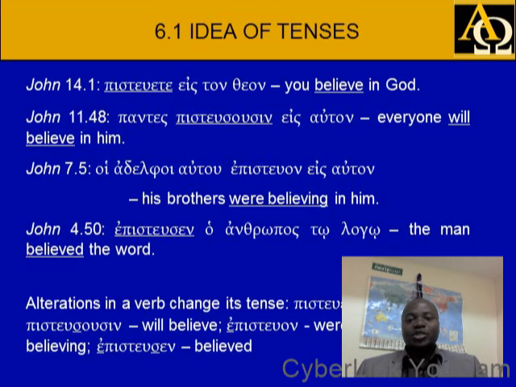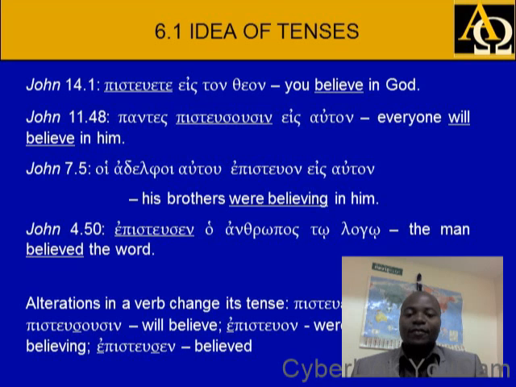For example, in John chapter 14 verse 1, pisteuete eis ton theon, you believe in God. That's a present tense. Pantes pisteusousin eis auton, everyone will believe in him. So that's the future tense, pisteusousin. And then hoi adelphoi autou episteuon eis auton, his brothers were believing in him. So that's the imperfect tense. And then we have John 4:50, episteusen ho anthropos to logo, the man believed the word.